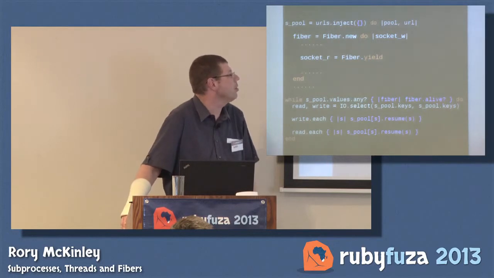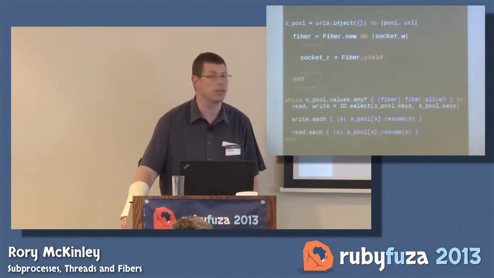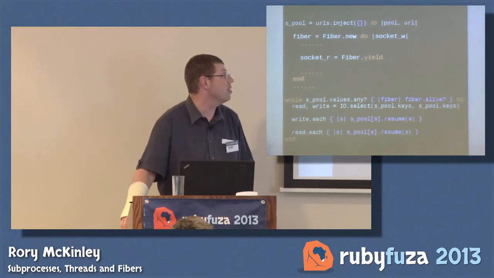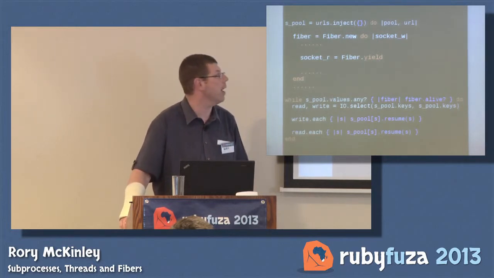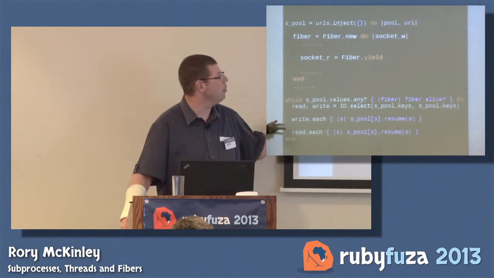So what we're doing is we're going through all the fibers that we have in our socket pool, and we're seeing if any of the fibers are alive. So a fiber is alive when it still has code that it needs to execute. So in our case, this is a shortcut for its fibers that either haven't written or they haven't read yet. Then we get all our sockets that are either ready for reading or writing, and then we resume our fibers.